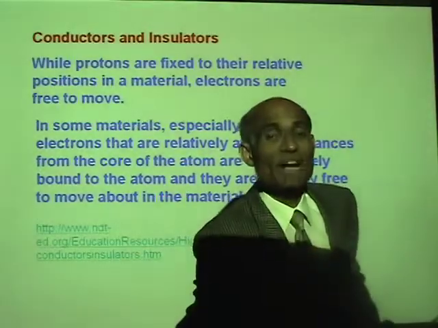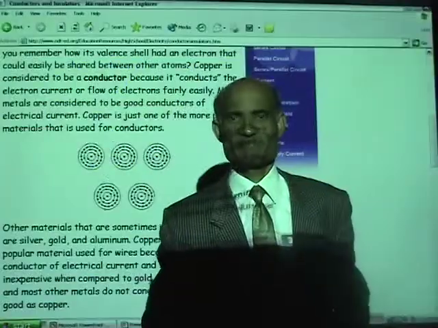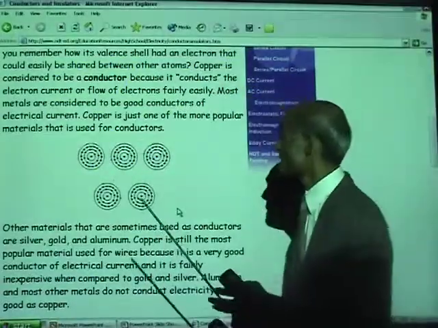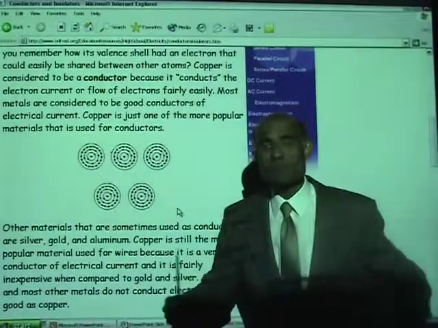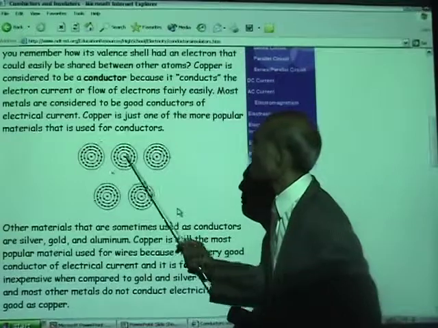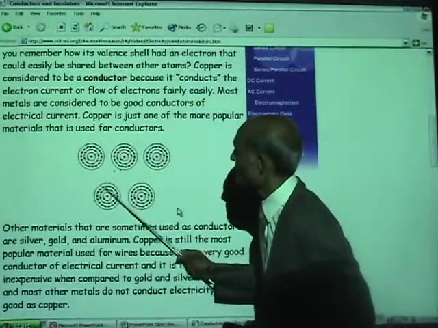Now let me see if I can show you a simple illustration on the web of that. Well, here is a good illustration of free electrons or loosely bound electrons in metals. You can see this electron in the outer part of the atom.